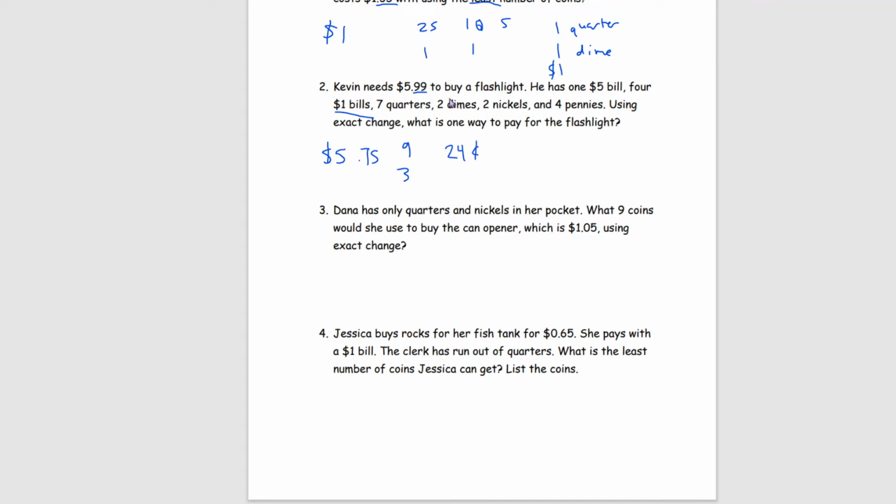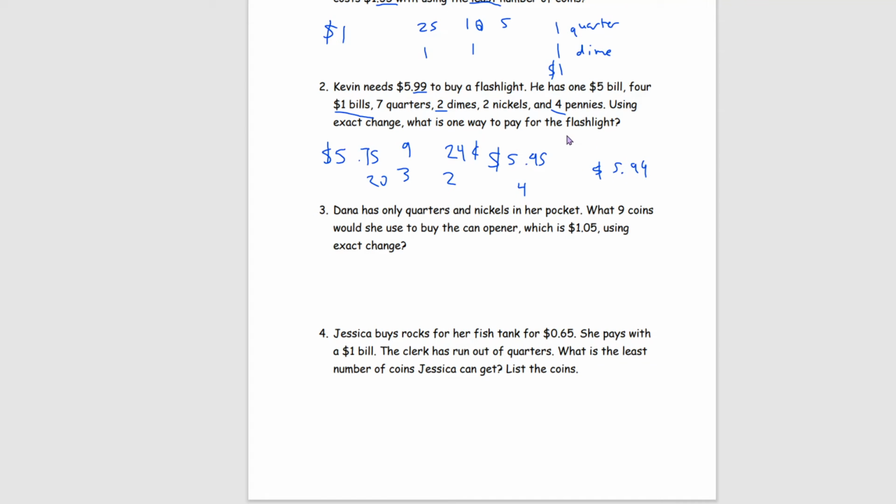So we go to dimes now, and he has 2 dimes, meaning that if we use 2 dimes, which is plus 20, he now has $5.95, meaning that he is only 4 cents away. And since we know we have 4 pennies, we can use pennies because they're 1 cent each. We can add 4 to it, and we get $5.99.